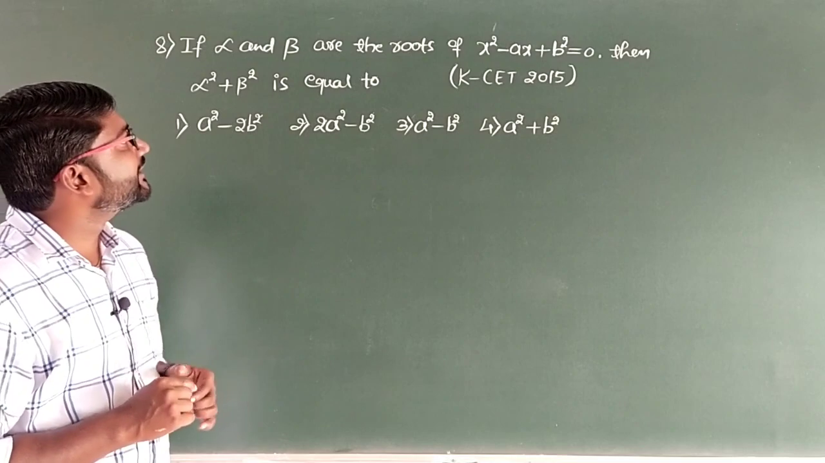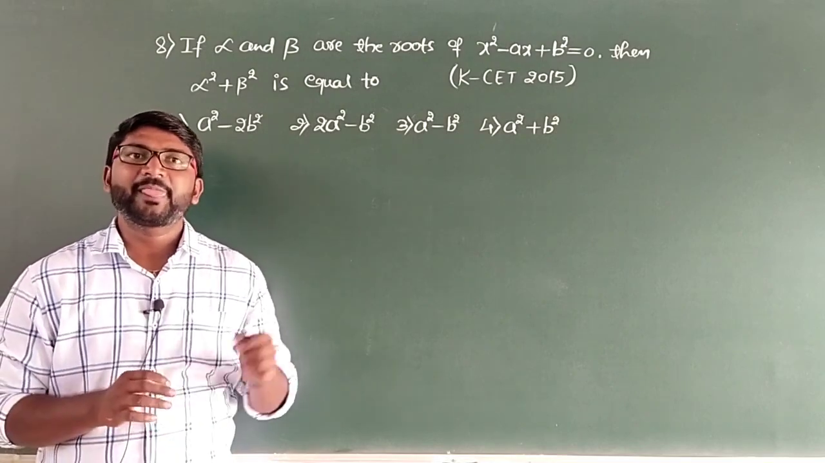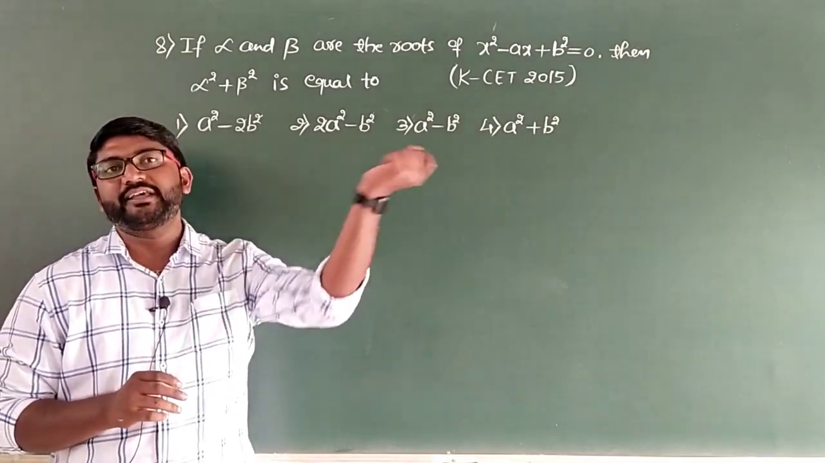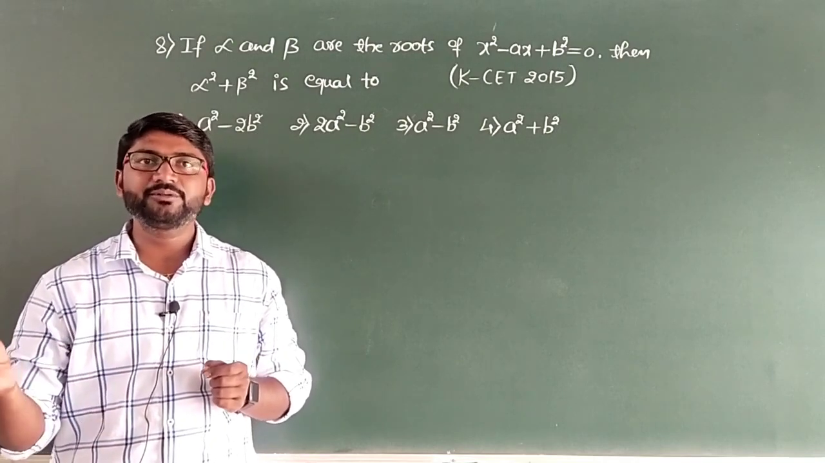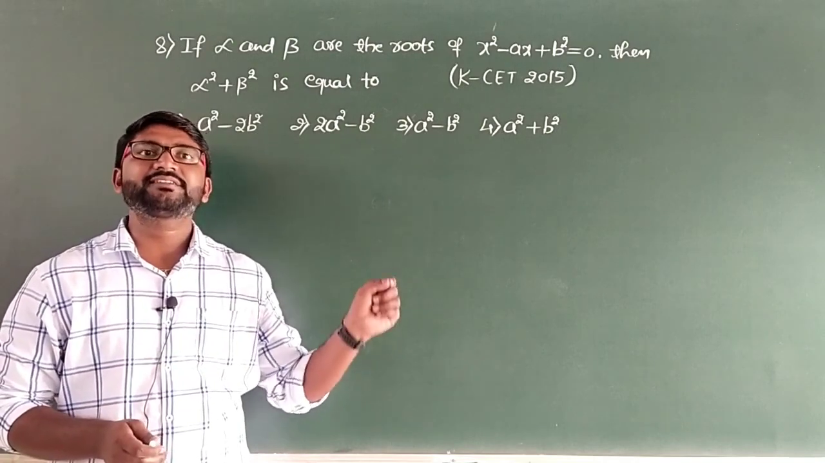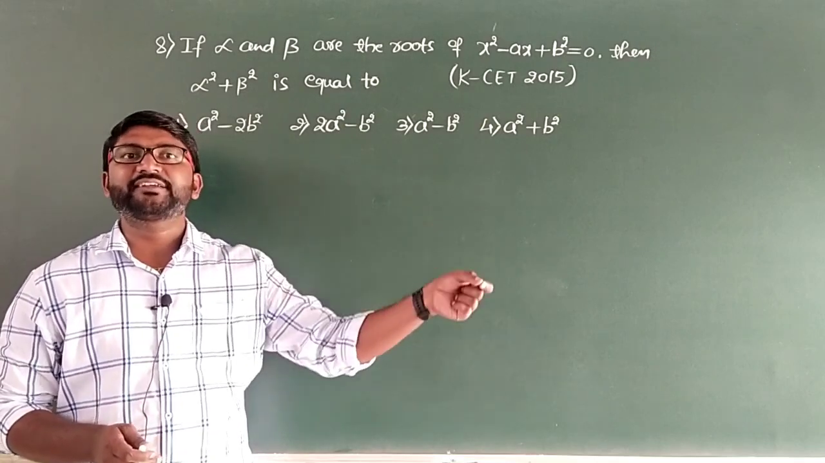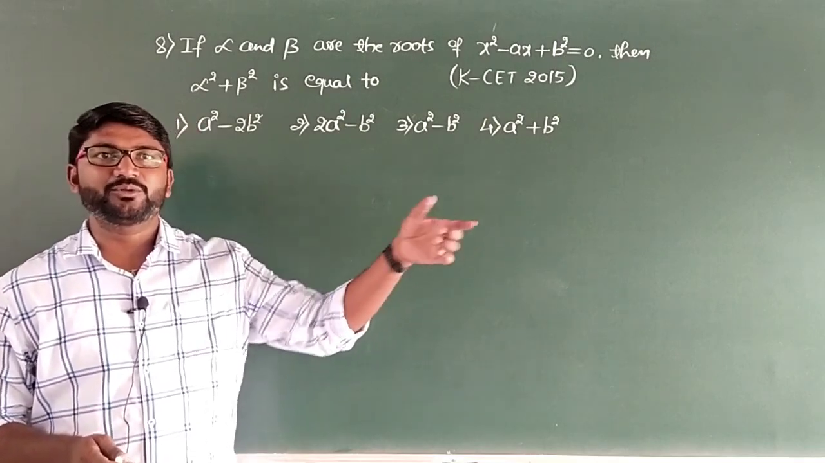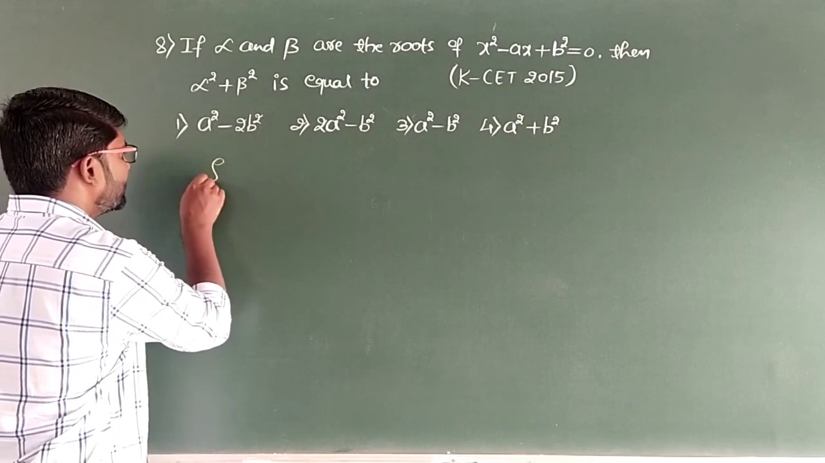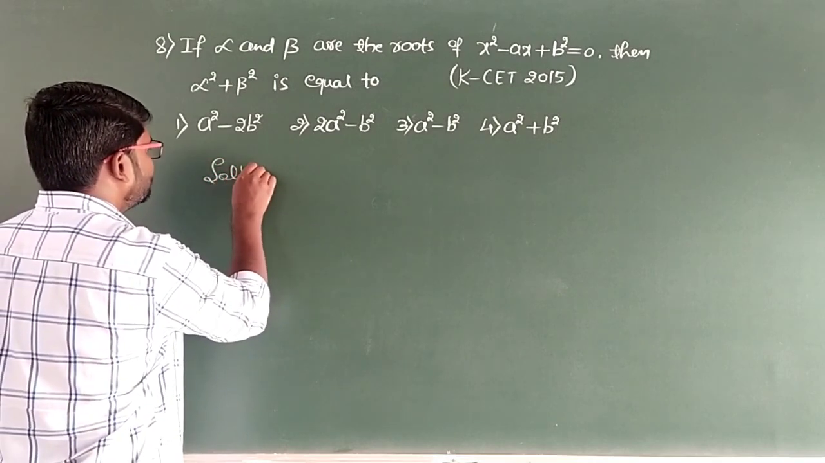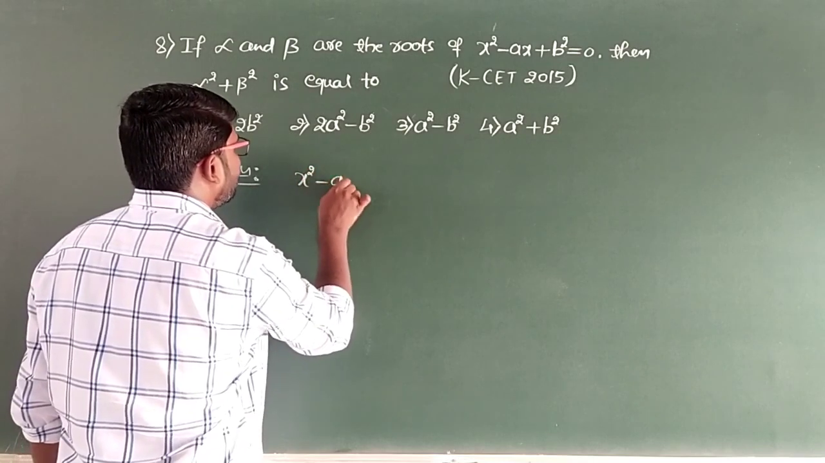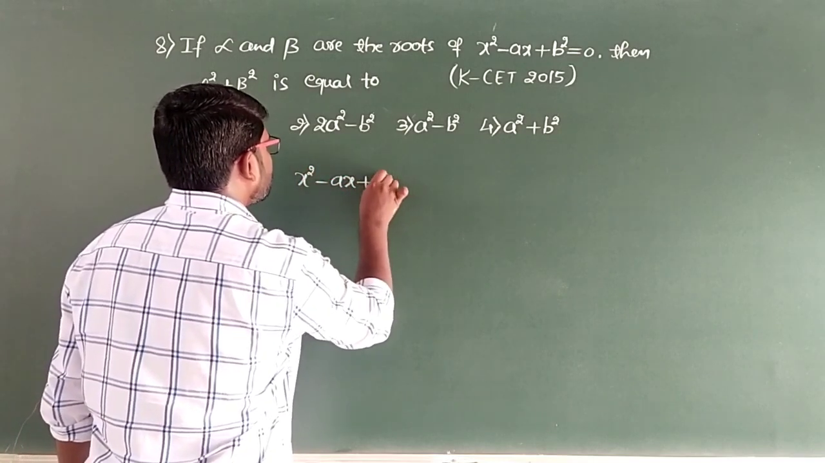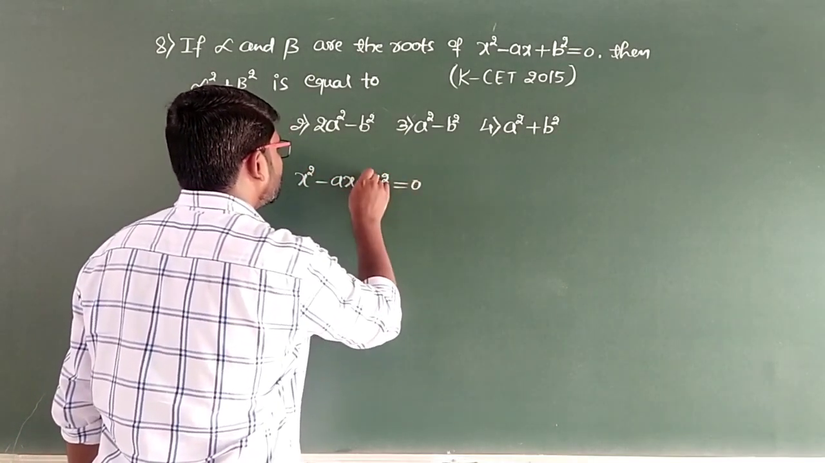If alpha and beta are the roots of a quadratic equation, then the equation is given by x square minus (alpha plus beta) into x plus alpha beta equal to 0. That is x square minus the sum of the roots into x plus the product of the roots equal to 0. So here I will take up the given quadratic equation, x square minus ax plus b square, this is equal to 0.